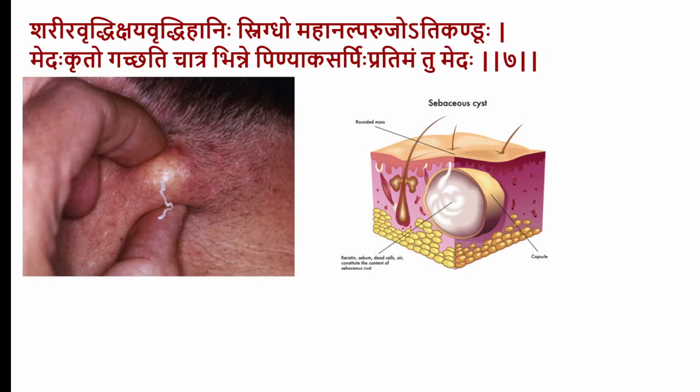Then शरीरवृद्धि क्षयवृद्धिः स्निग्धो महान् अल्परुजो अतिकण्डुः मेदं कृतो गच्छति चात्रभिन्ने पिण्डाप्रसर्पे प्रतिमं तु मेधः. A Medoja Granthi has a very typical feature that it would have increased or reduced visibility depending upon the condition of the body. If the person becomes somewhat obese or the body gains weight, then the cyst becomes less visible, or when the body becomes leaner, the granthi becomes more visible.